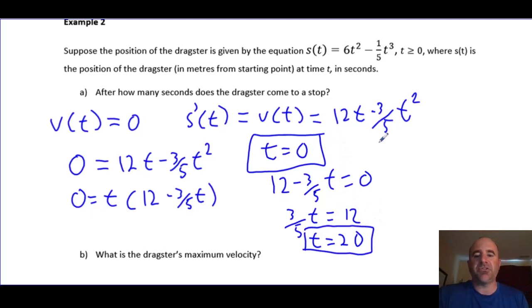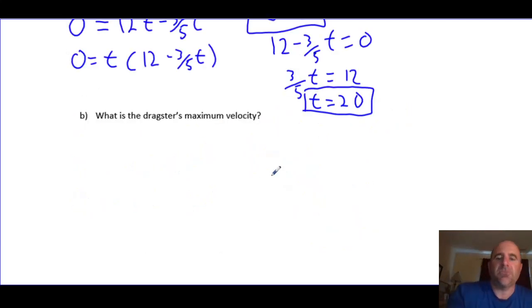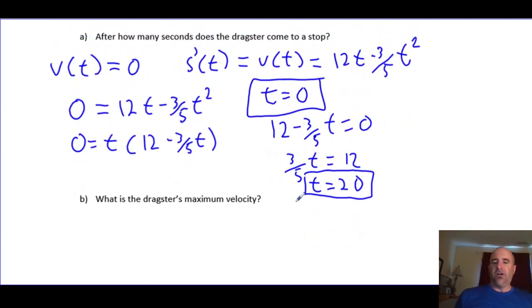Now, whether or not the person asking this question cares about the 0 seconds, I don't know. But we know that those are definitely when the dragster isn't moving, the velocity is 0. The next question asks about the maximum velocity.